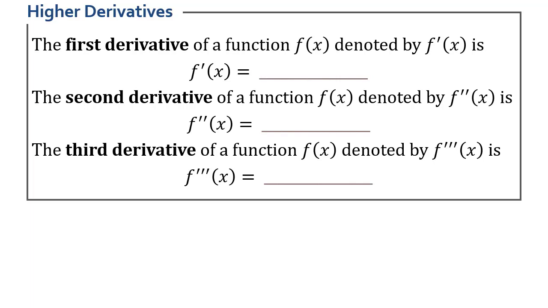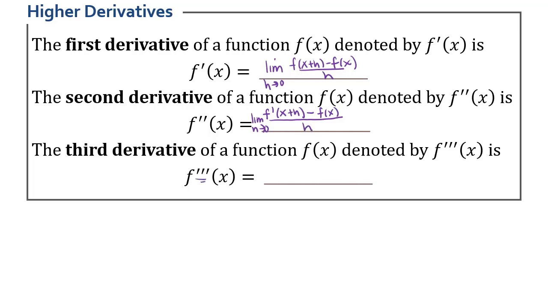The first derivative of a function f of x is denoted by f prime of x, and that's just the limit as h approaches 0, which we've already learned, of f of x plus h minus f of x all over h. The second derivative takes your first derivative function and does the same thing: the limit as h approaches 0 of f prime of x plus h minus f prime of x over h, because you're taking the derivative of the first derivative. So the second derivative is the derivative of the first derivative.